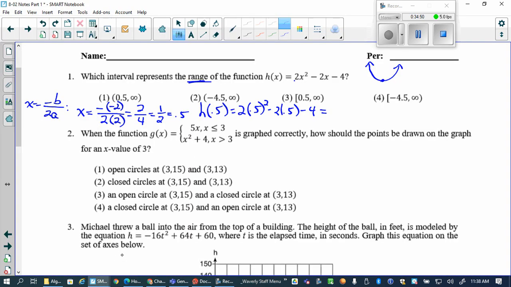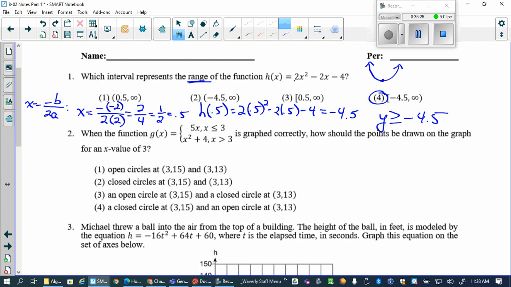Okay, so negative 4.5. So our range will be y is what? That's a min, right? Greater than or equal to negative 4.5. But they have the different notation. Which choice? Well, why not 3? Yeah, this is not including it, right? We have an equal, right? So it's choice 4.